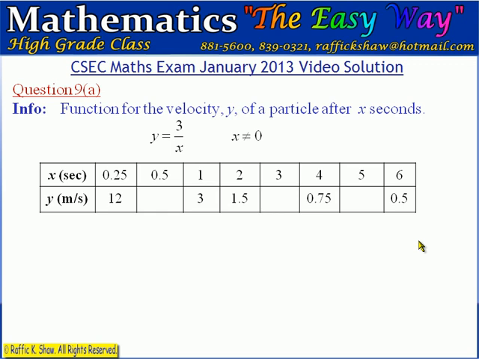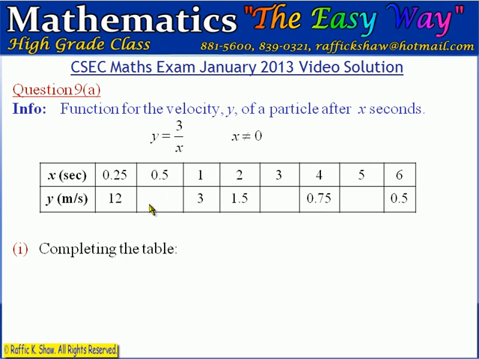This is question 9 of the CSEC math exam January 2013, and this question gives us a function for the velocity y of a particle after x seconds. Y is equal to 3 divided by x, where x is not equal to 0. They give us this table, and the first part of the question wants us to complete the table. So basically we want to complete these 3 cells.